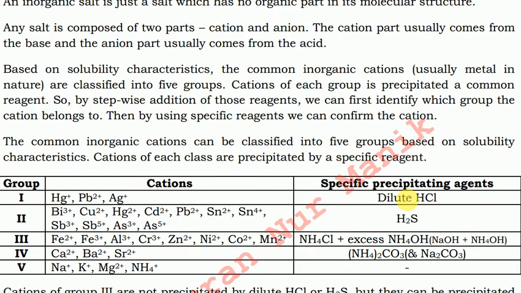After addition of hydrochloric acid in the sample solution, if precipitate does not appear, then we have to add hydrogen sulfide gas in that sample solution. And if addition of hydrochloric acid followed by hydrogen sulfide gas does not produce any precipitate, afterwards we have to add ammonium chloride in the presence of excess ammonium hydroxide. If the group 3 cations are present, then there will be an apparent precipitate.